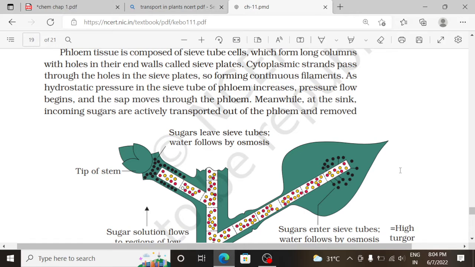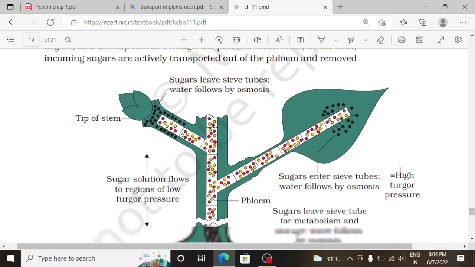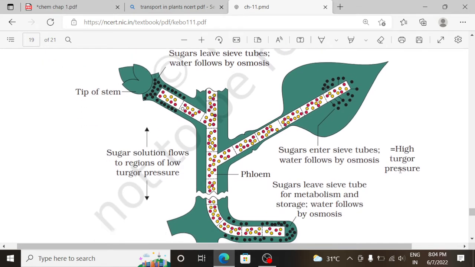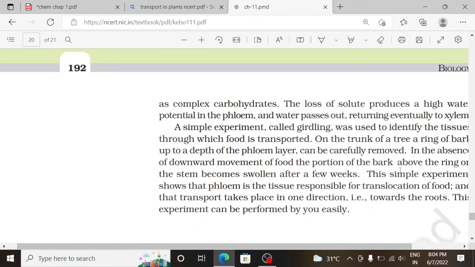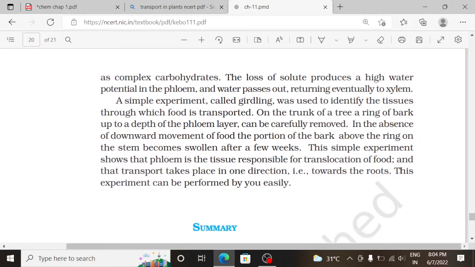Meanwhile, at the sink, incoming sugars are actively transported out of the phloem and removed as complex carbohydrates. The loss of solute produces a high water potential in the phloem and water passes out, returning eventually to the xylem. A simple experiment called girdling was used to identify the tissues through which food is transported.